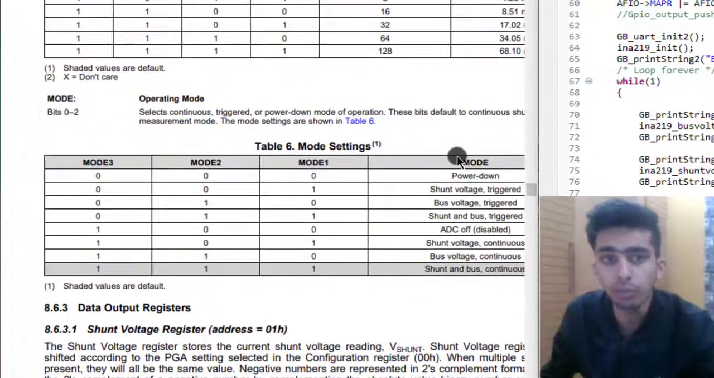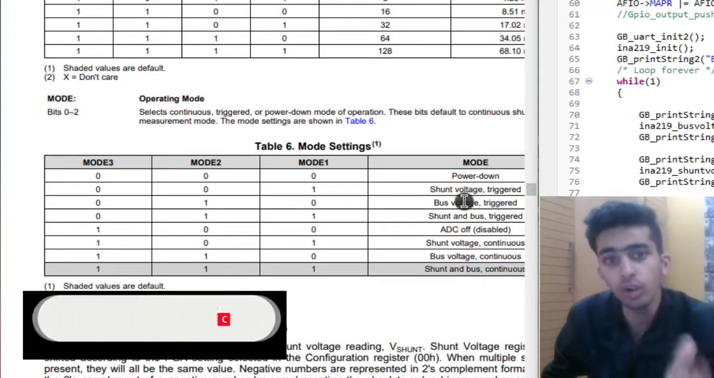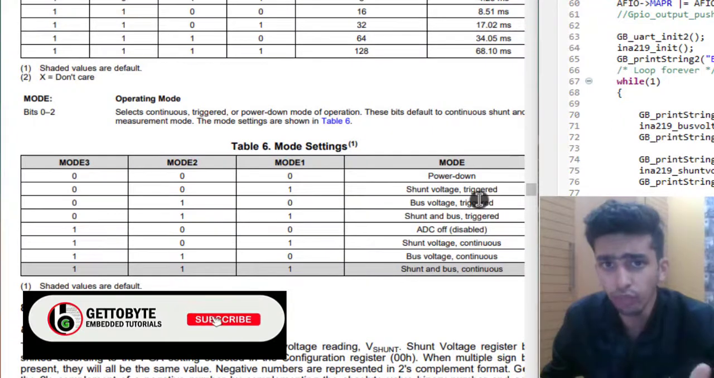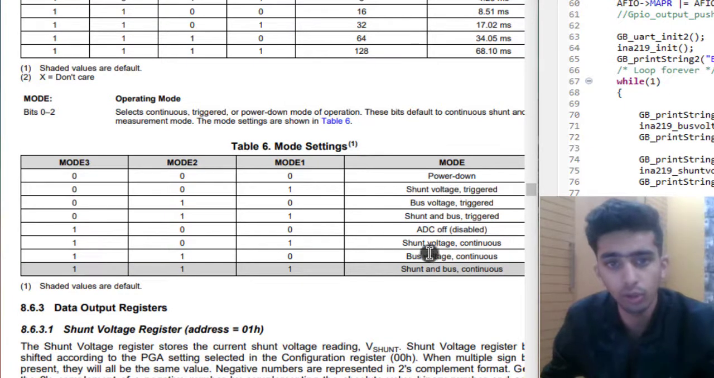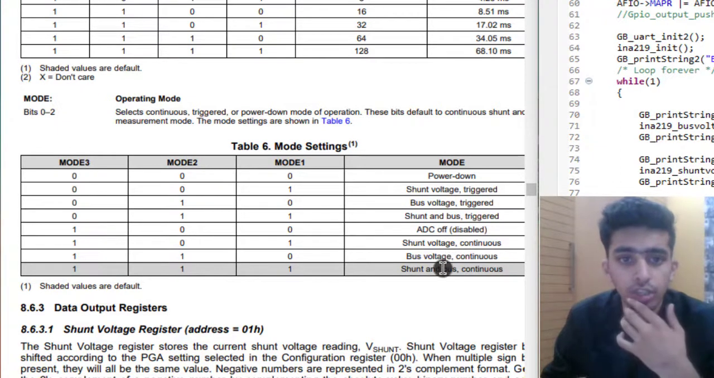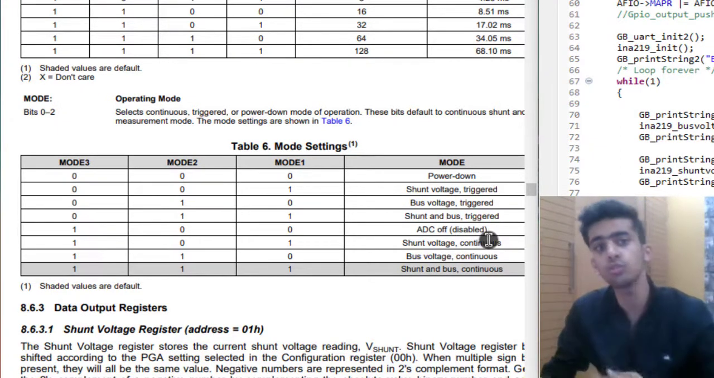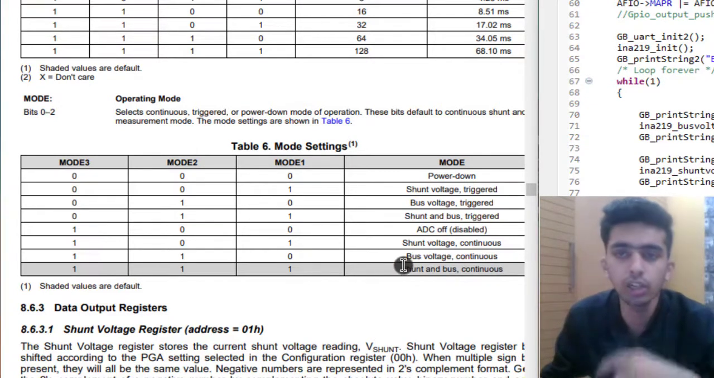And then this is the operating mode, that is, the INA 219 can run in various modes. It can only calculate the bus voltage, it can only calculate the shunt voltage, with other parameters not calculated, or it will calculate the shunt voltage and bus voltage when triggered by an external source, or it will continuously keep on calculating the shunt or bus voltage. And there is the ADC off mode, where no voltage conversions take place, or the power down mode. So we will be using the shunt and bus in the continuous mode, that is, continuously calculating the bus and the shunt voltage values.